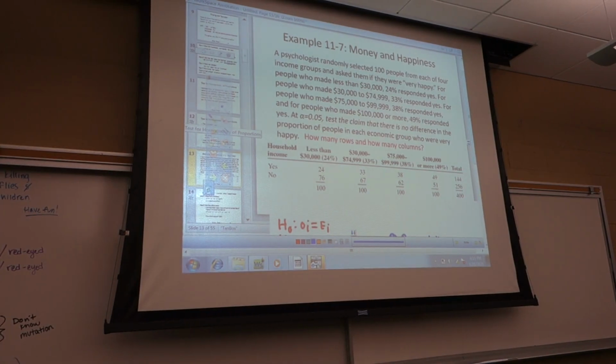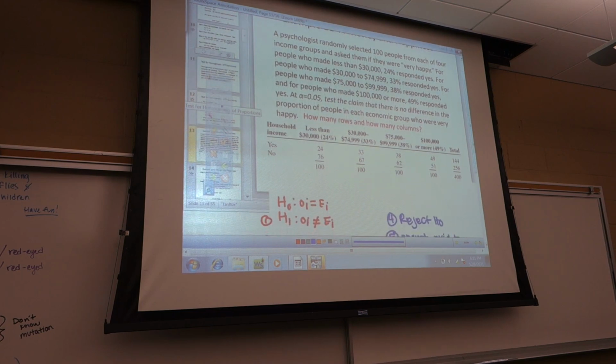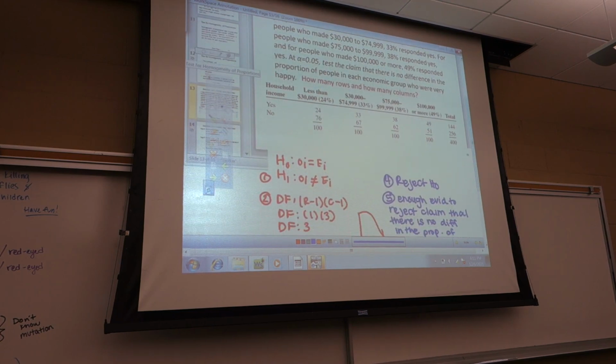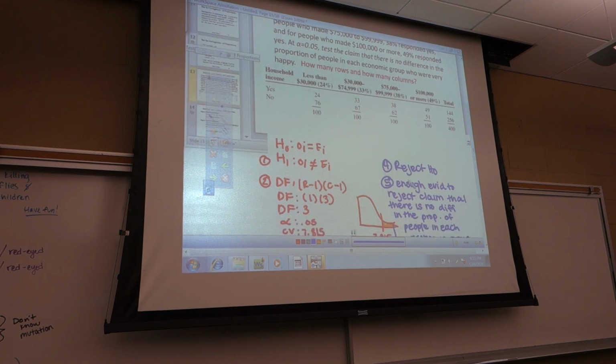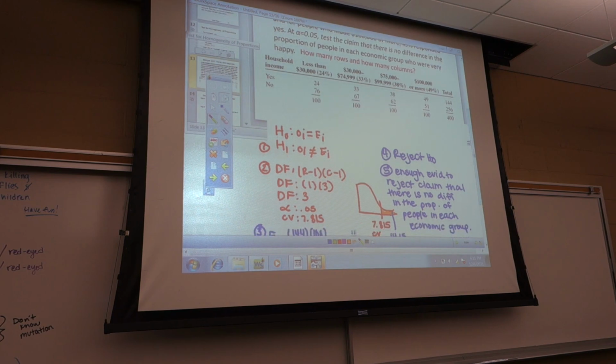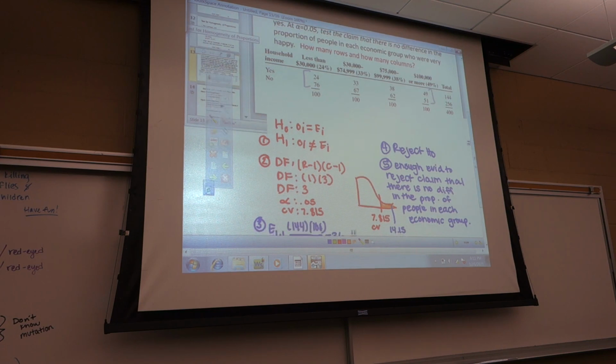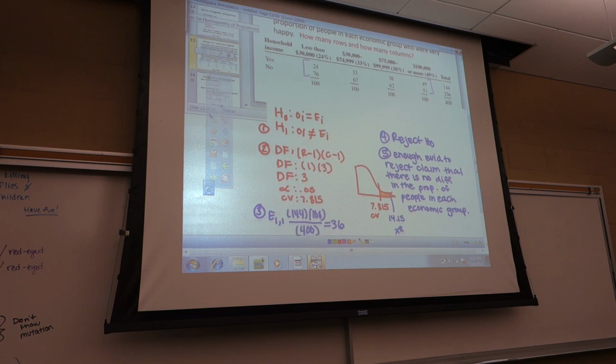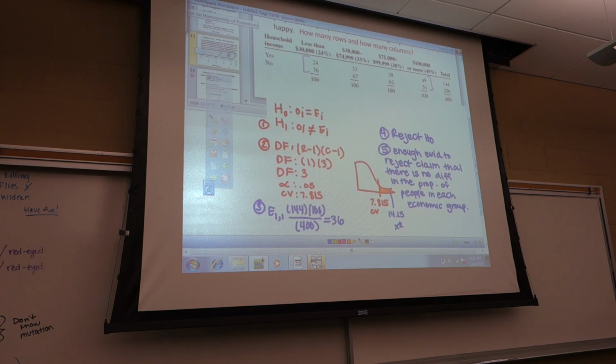All right. Well, you start off writing H0. After that, you write the DF. The DF is the rows minus 1 times columns minus 1. So you have 2 rows, 4 columns, and that's how I got 1 and 3. Multiply and get 3. Once you find that, you'll look at your chart and find that the critical value is 7.815.